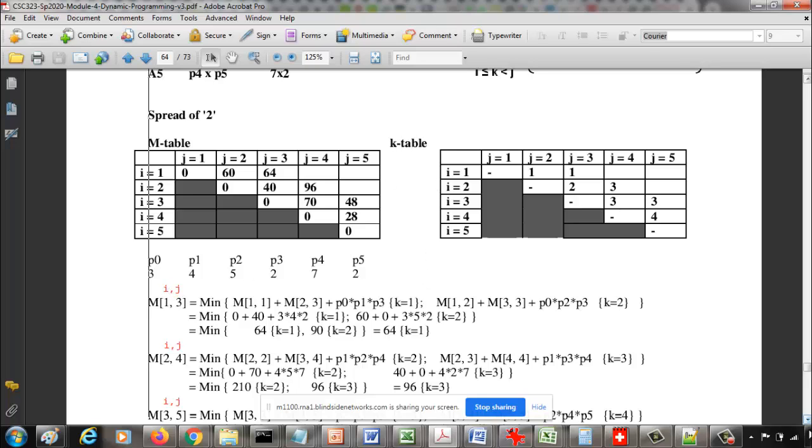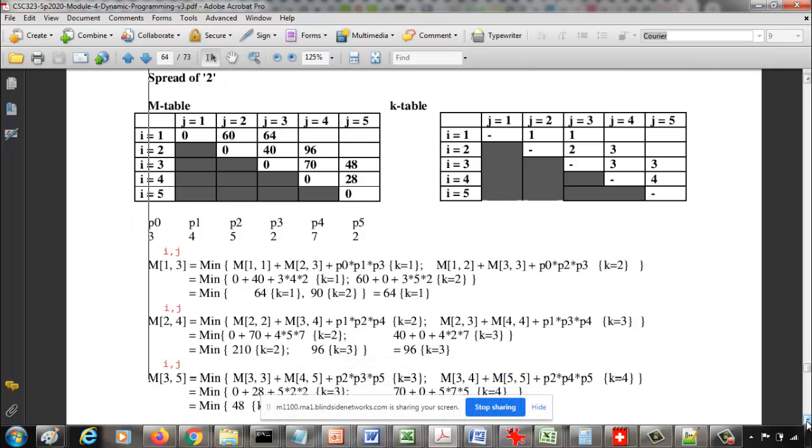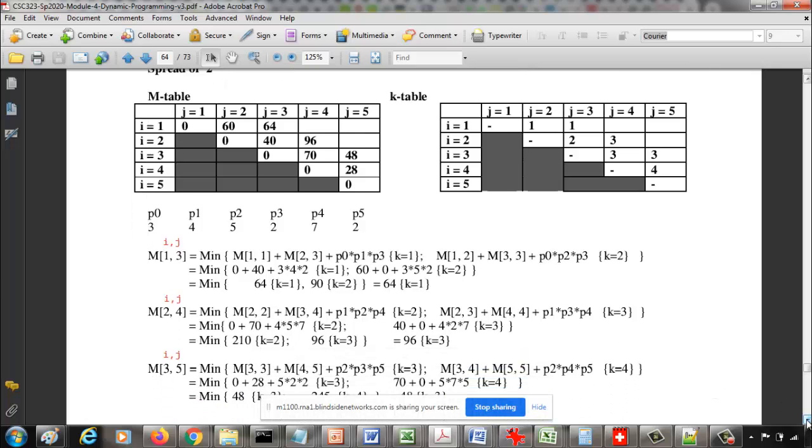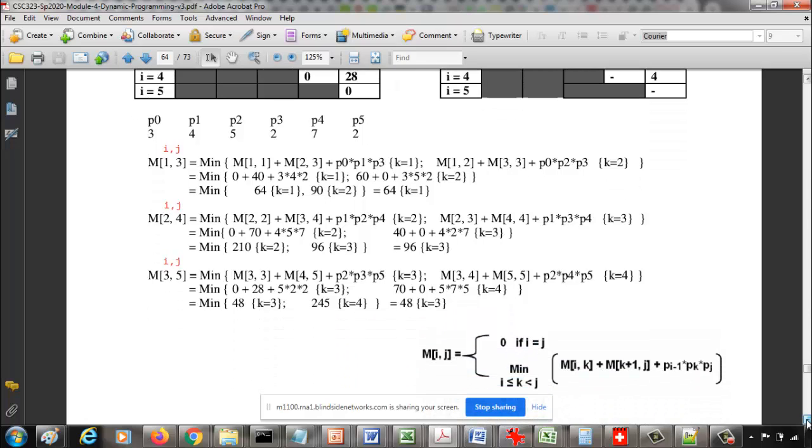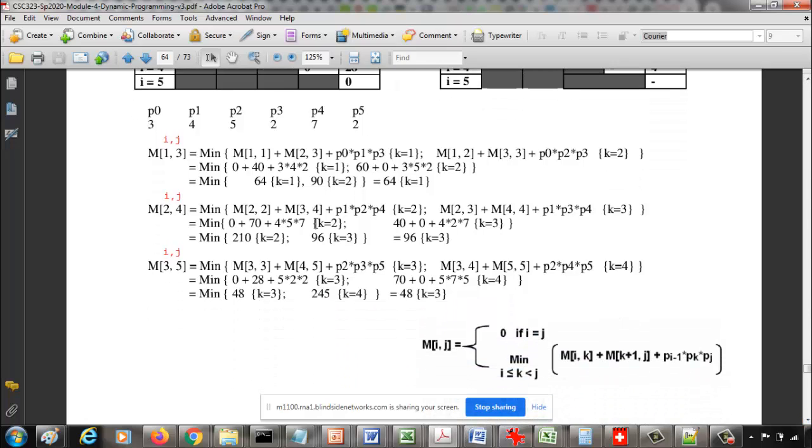Right? So that means, what are the possible k values? Again, the recurrence is here: i less than or equal to k less than j. So k could be 1, which is equal to i. Then k could be 2, that is okay. But k cannot be 3 because k is equal to i but less than j, right? So anything from i to less than j. So i is 1, j is 3 means k could be 1 and k could be 2.